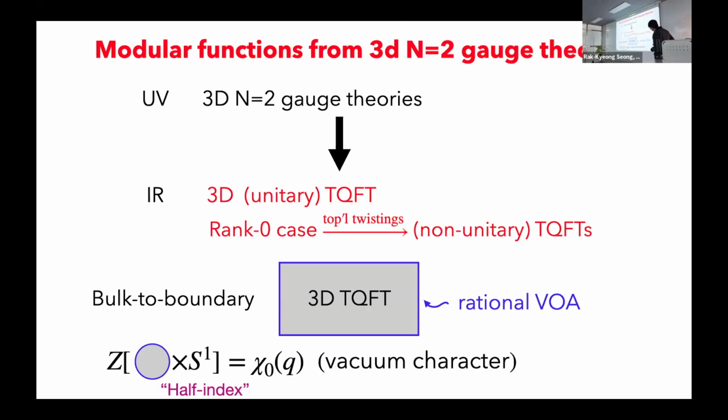More explicitly, we can compute a basic quantity of the rational VOA called the vacuum character. The vacuum character of this rational VOA is roughly this: there is an algebra and its representation, and we take some character, which is called the vacuum character. And this can be computed by localization, the so-called half-index computation, which is basically computing the disk times S1 with a suitable boundary condition, and we can reproduce the vacuum character of this rational VOA.